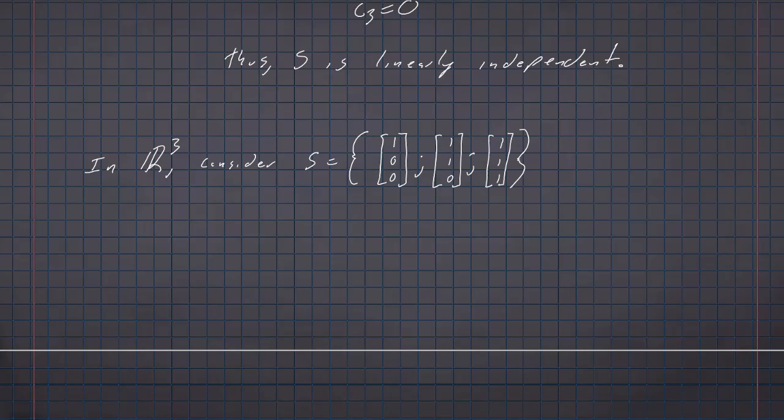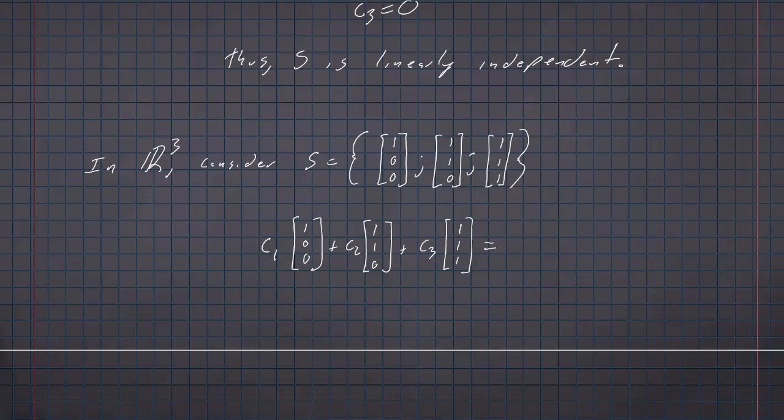Once again, to think about whether this set is linearly independent or linearly dependent, our goal is to take a linear combination. So we'll have c1 times (1, 0, 0) plus c2 times (1, 1, 0) plus c3 times (1, 1, 1). And we want to pick values of c1, c2, and c3 so that this is equal to the zero vector, (0, 0, 0).